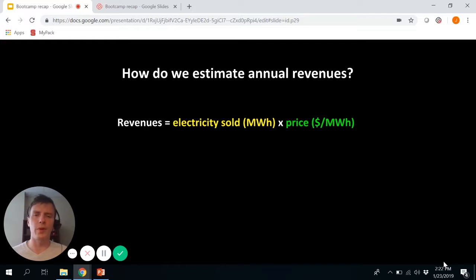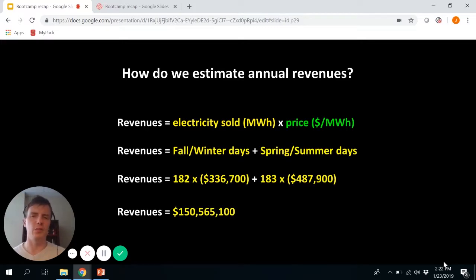And using those prices, we were able to identify what the optimal production level would be in each hour of every day for this power plant. And this gives us an ability to calculate revenues for each type of day. And we have 2 types of days, remember: fall and winter days, and spring and summer days.